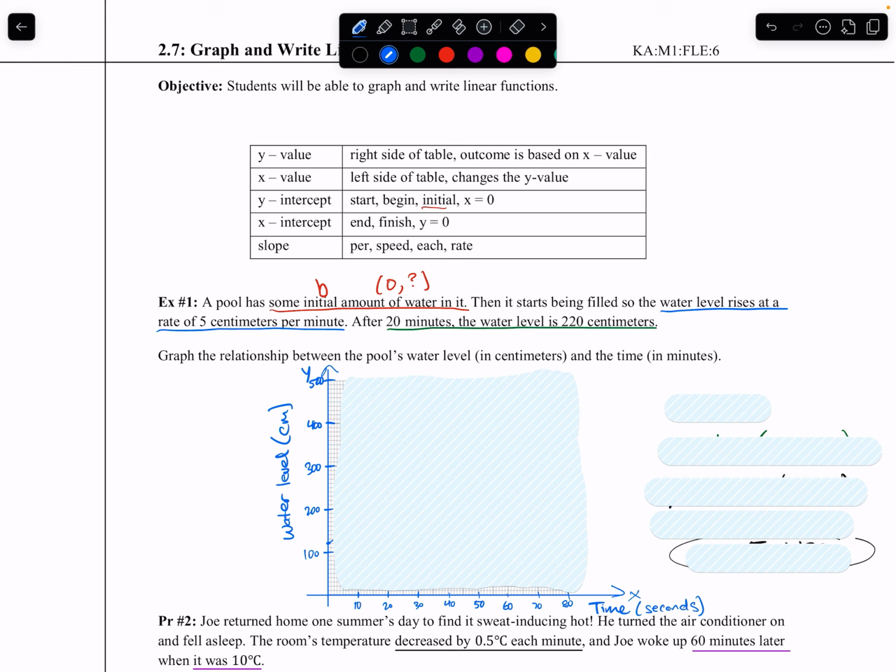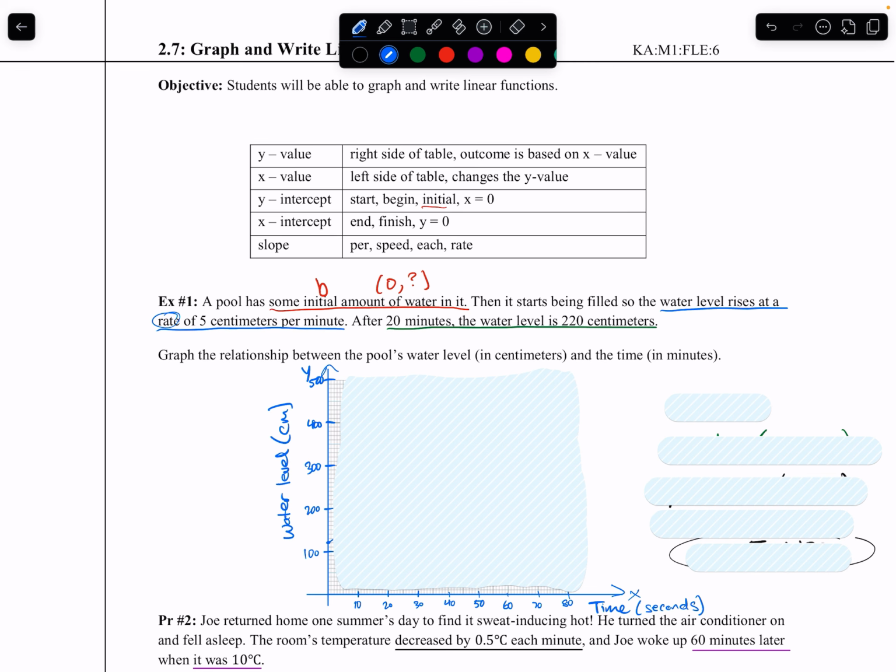And then the pool starts being filled so that the water level rises at a rate of 5 centimeters per minute. It's a rate, so this is the slope. And it's telling us the slope is 5. It's going up 5 centimeters per minute. And then after 20 minutes, the water level is 220 centimeters. They're giving us a point here. When x is 20, y is 220. So that's going to be a point on our line.